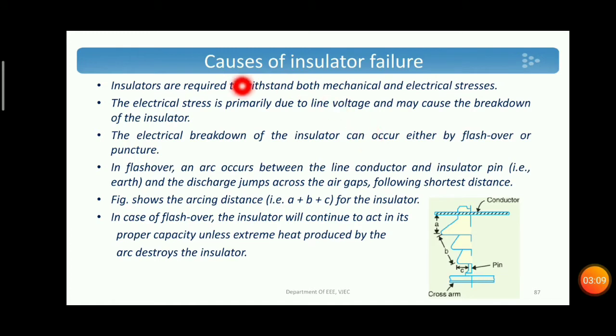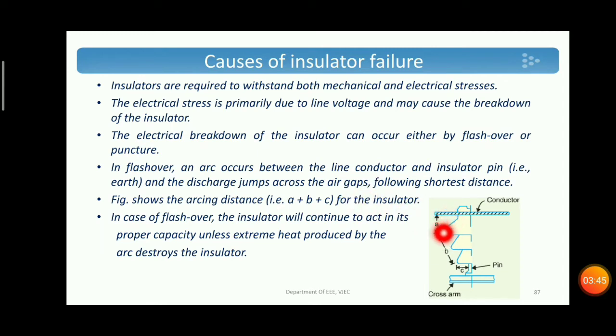Insulators are required to withstand both mechanical and electrical stresses. The electrical stress is primarily due to the voltage and may cause breakdown of the insulator. The electrical breakdown of an insulator can occur by flashover or puncture. In flashover, an arc is formed between the line conductor and the insulator pin. That is, the arc discharges to the earth from the conductor through the air.